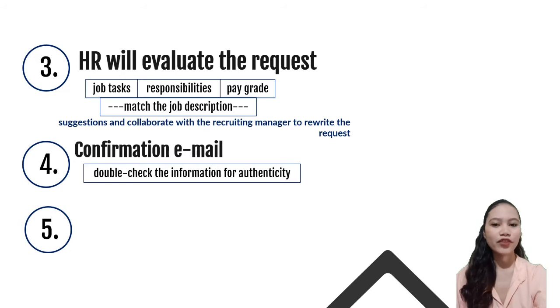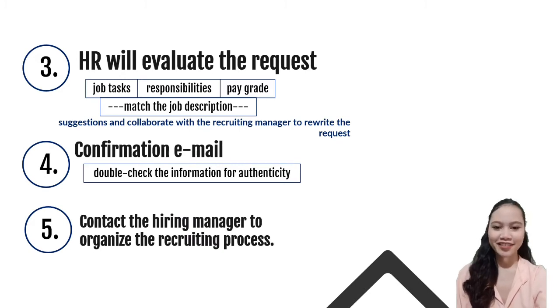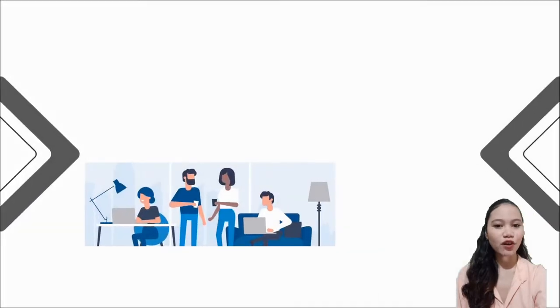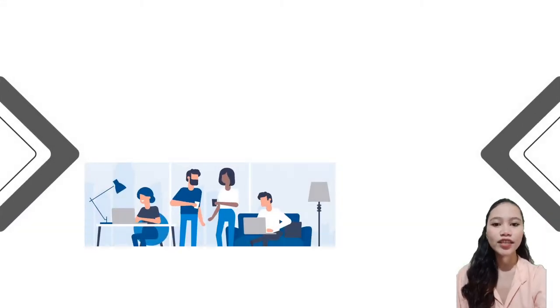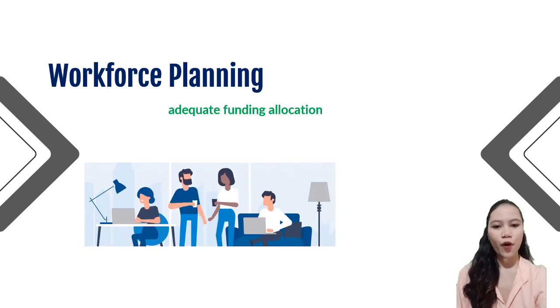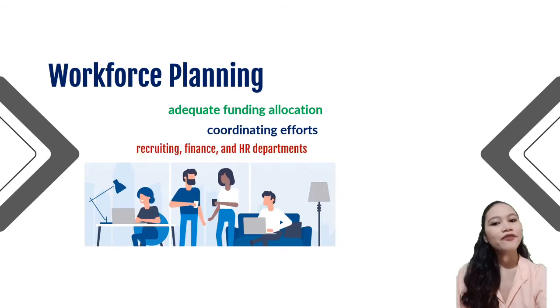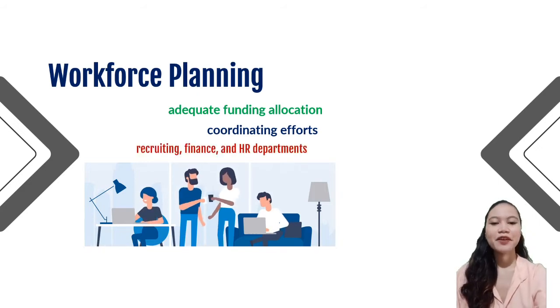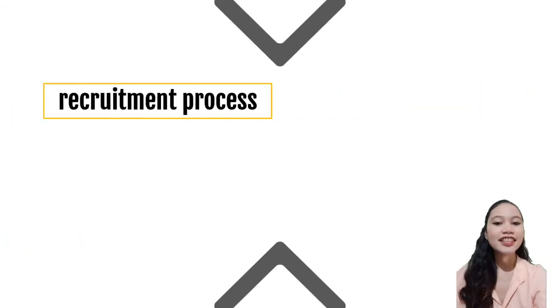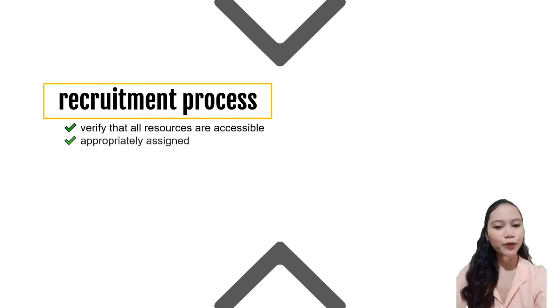Within the first week of the open job requirement, the recruiter assigned to it will contact the hiring manager to organize the recruiting process. According to the authors of HR Expert Australia 2020, workforce planning and adequate funding allocation are required to begin the recruiting process. This may be done by coordinating efforts between the recruiting, finance, and HR departments. Before starting the recruitment process, the employer must verify that all resources are accessible and have been appropriately assigned.